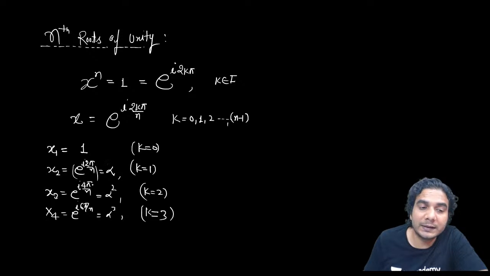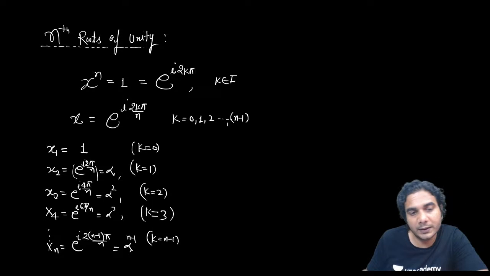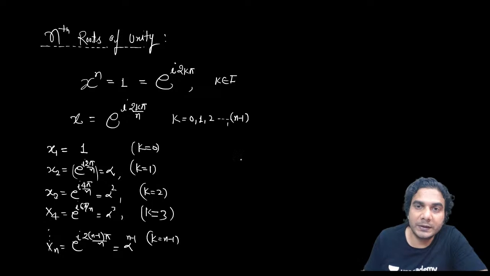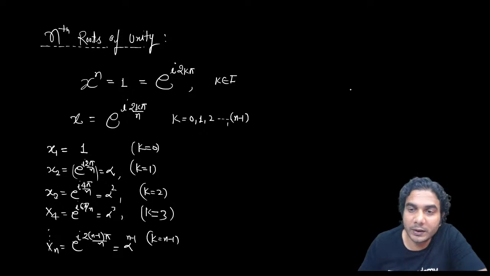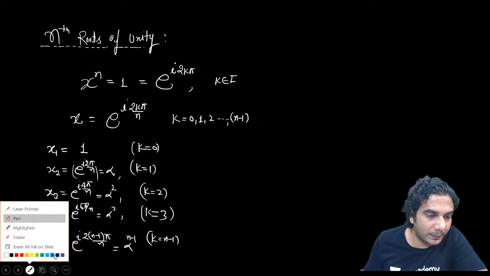2kπ/n, then 4kπ/n, then 6kπ/n, then 8kπ/n, and so on, and then the last root when k is equal to n minus 1. This is the last distinct value, e raised to i times 2(n minus 1)π/n, which is alpha raised to n minus 1. All right, so these are the roots, and let's plot them and see how they look in the Argand plane.